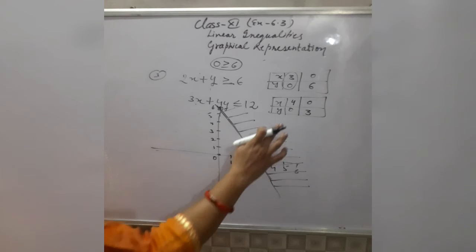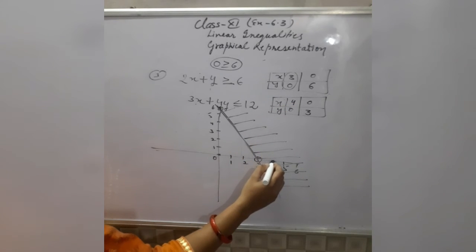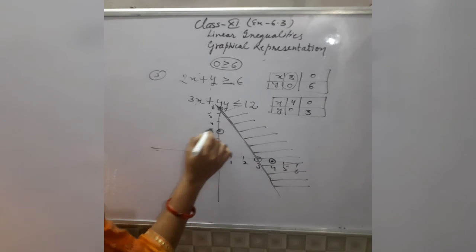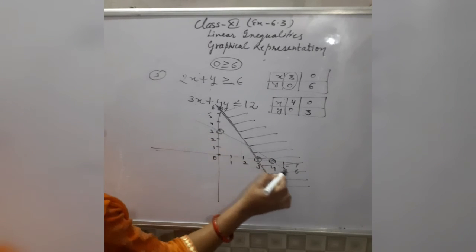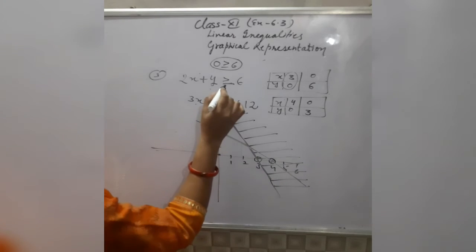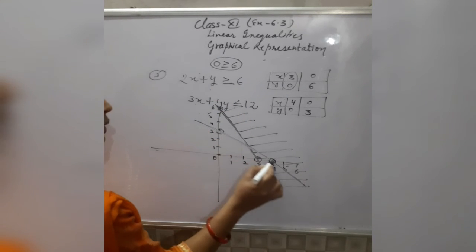Now we will plot the graph for the second inequality. Here the value of x is 4 and y is 0, meaning this point. Second is x is 0 and y is 3, meaning this point. And when you join these 2 points, this is the line. Again, in the second case the equal to sign is given to you, that's why you will highlight this line.